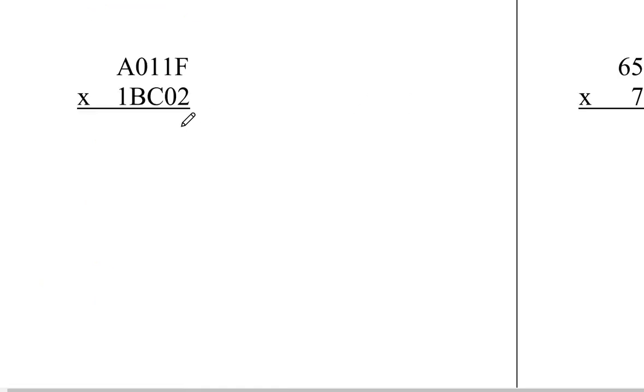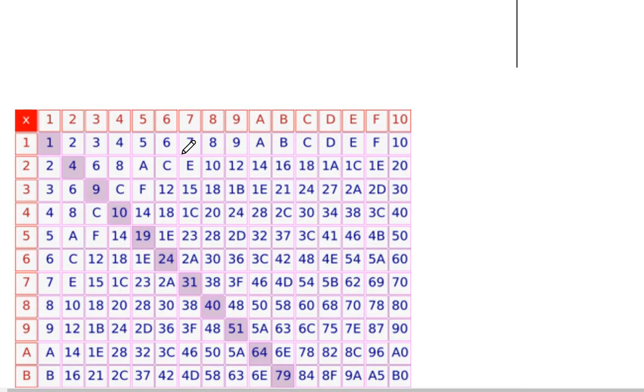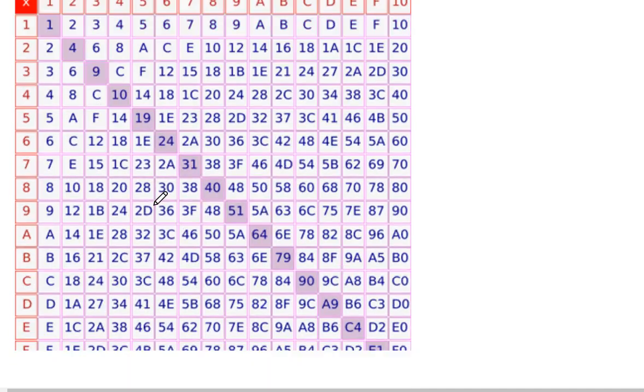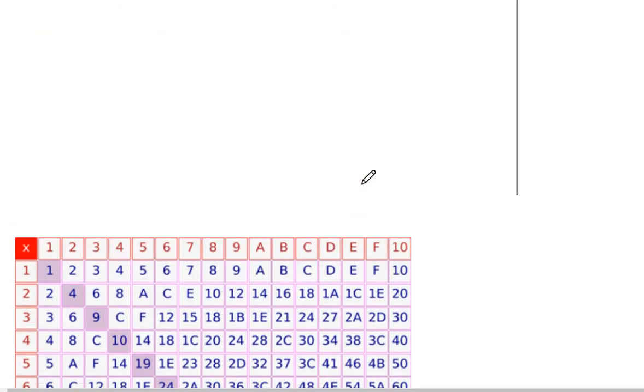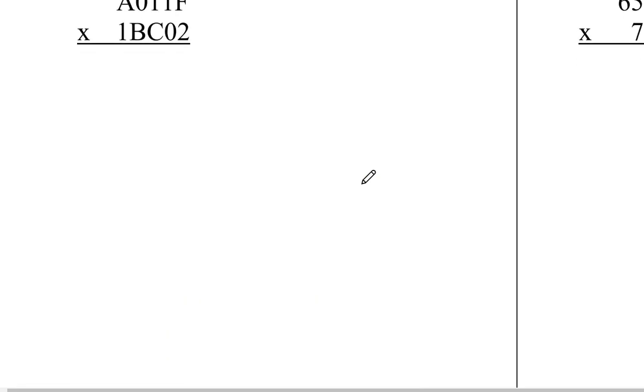So, bulk multiplication in base 16. We'll do base 16 and then I'll do base 8. For base 16, if you look down here, I have a multiplication table, so you could look at it and see. Let's see this one here.